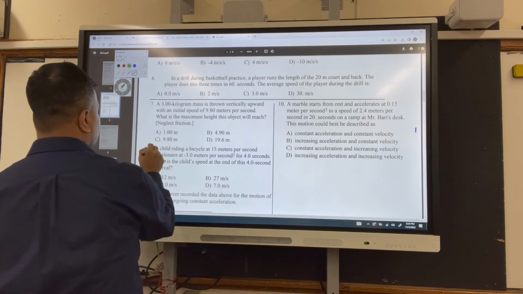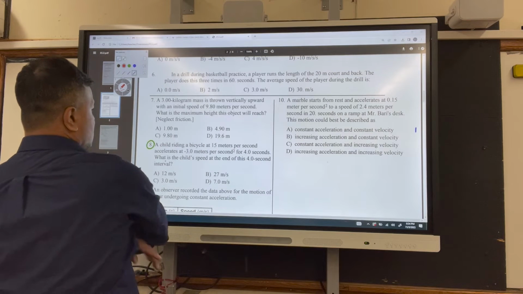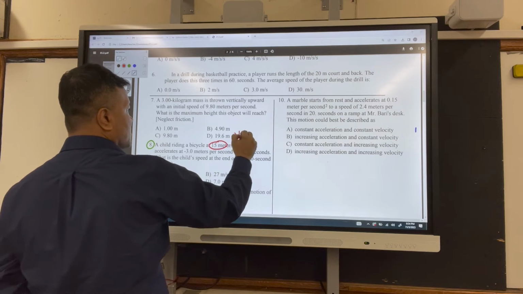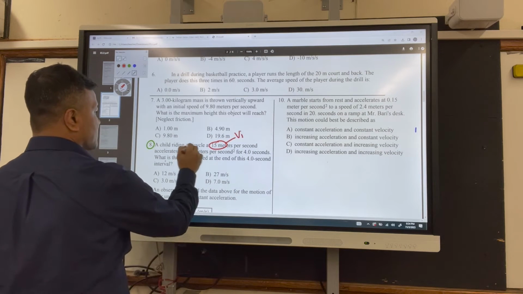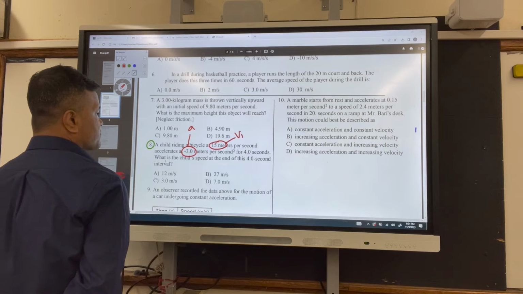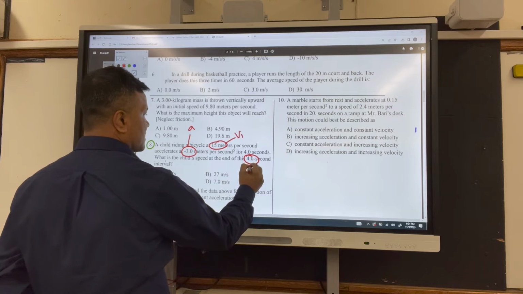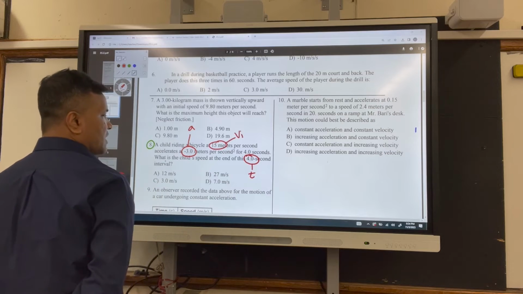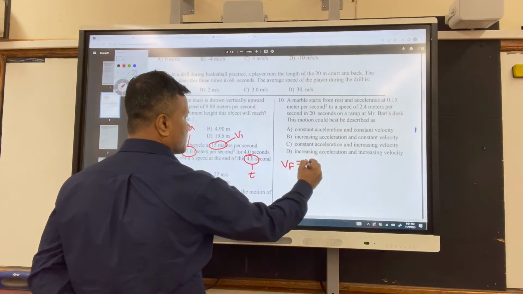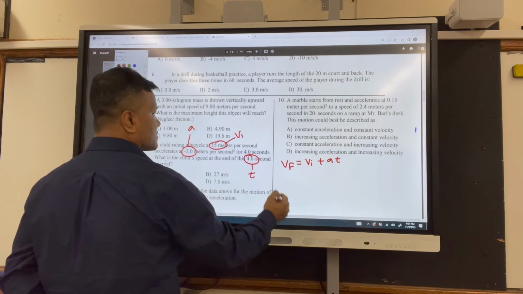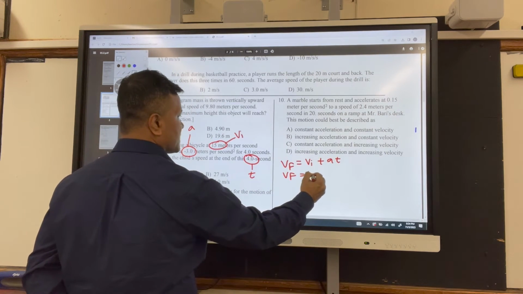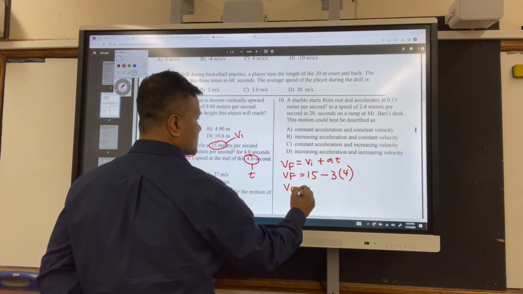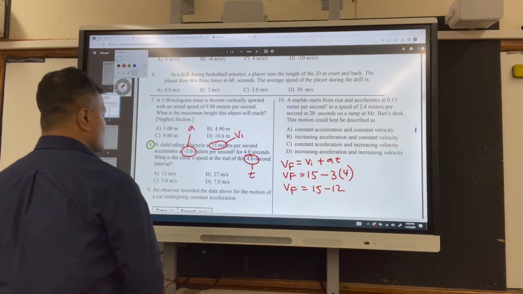That takes us to problem number 8. A child riding a bike at 15 meters per second, so this is your initial velocity, and this is your acceleration. Don't forget that. And he does it for 4 seconds, and this is your t. What do you need to find? What is the child's speed at the end? Remember, Vf is equal to Vi plus At. Never forget this equation. So Vf is equal to 15 minus 3 times 4. So Vf is equal to 15 minus 12, which is 3. So 3 meters per second.